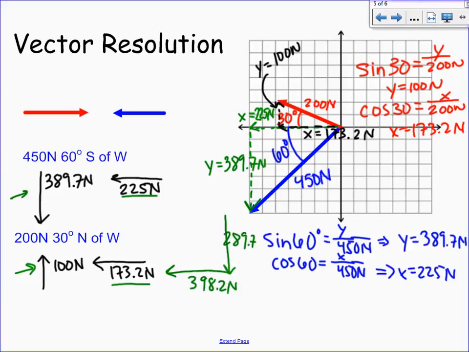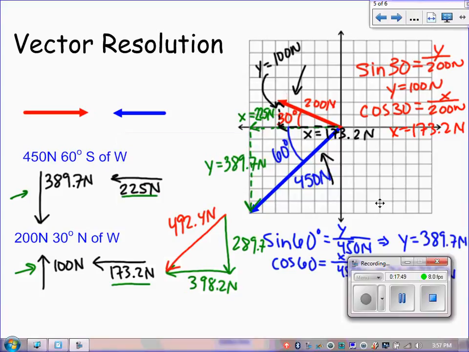The final step in vector resolution, now that you've got those two, is to draw your hypotenuse and use Pythagorean theorem to figure out what your resultant vector would be. So we have 289.7 squared plus 398.2 squared, and take the square root of that answer. Your resultant vector would be 492.4 newtons. So we can see that our resultant vector between these two vectors right here would be 492.4 newtons.